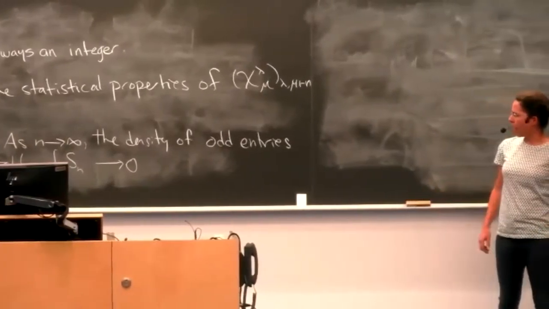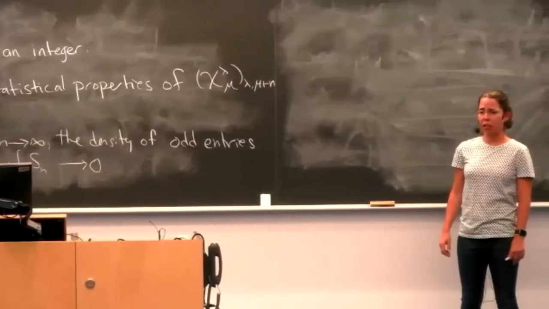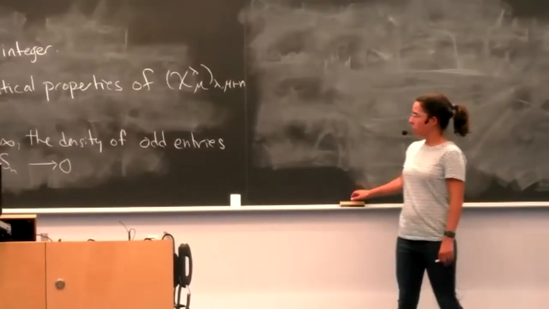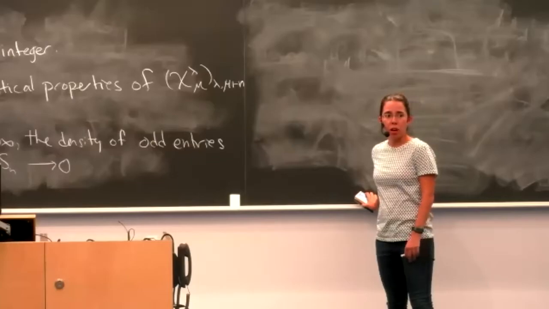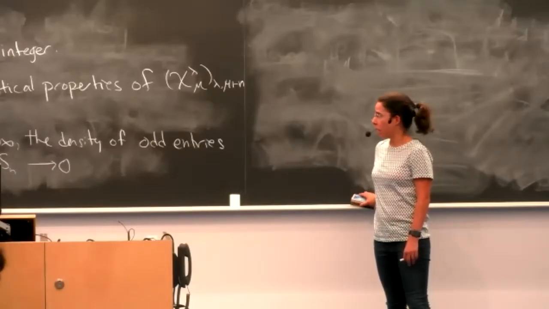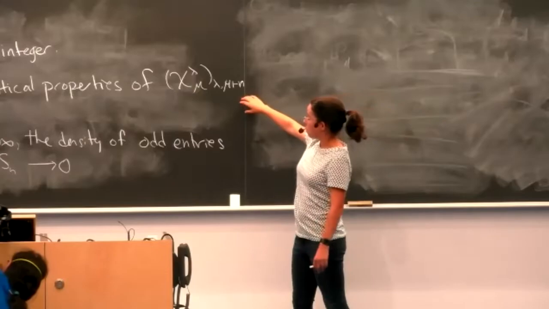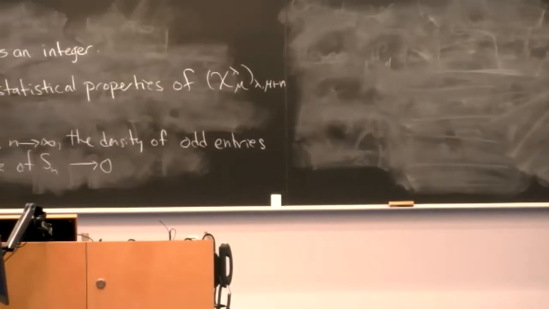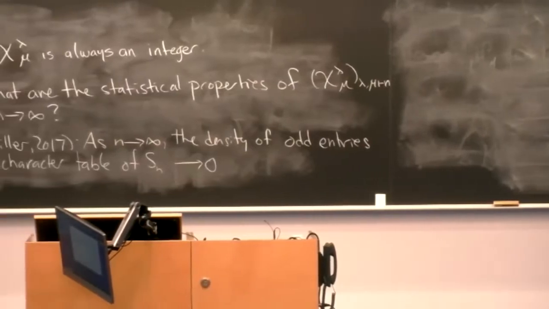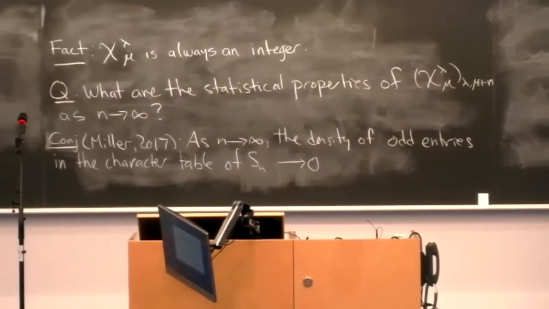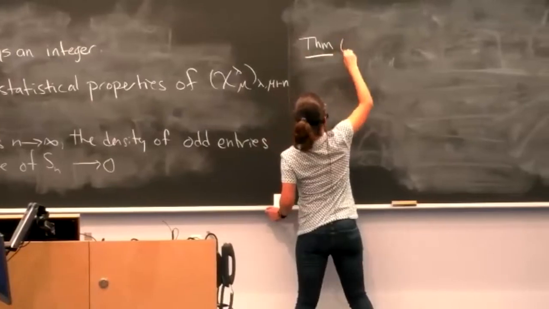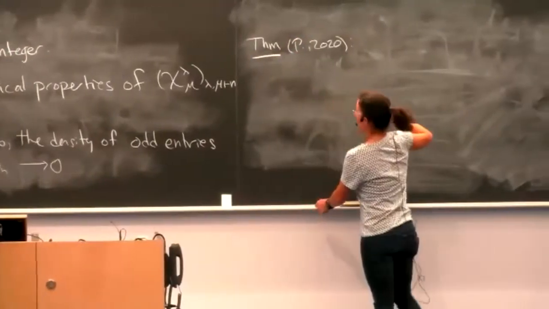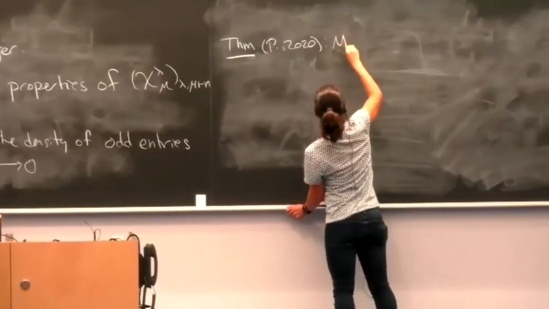So there's also a bit more evidence for this. It had been known since the 70s due to work of Macdonald that almost every degree of irreducible representations of the symmetric group is even. So we at least knew that Miller's conjecture was true in the first column of the character table. So I proved this in 2020. So Miller's conjecture is true.